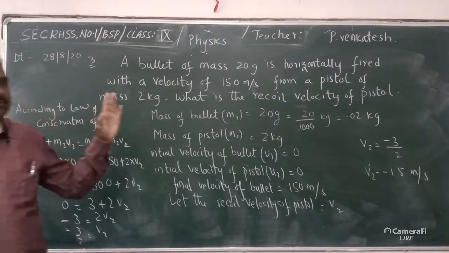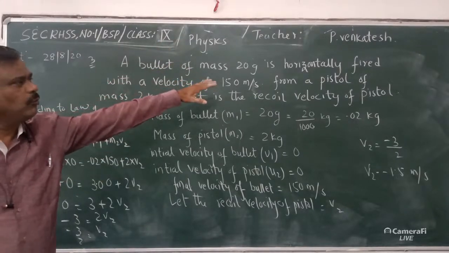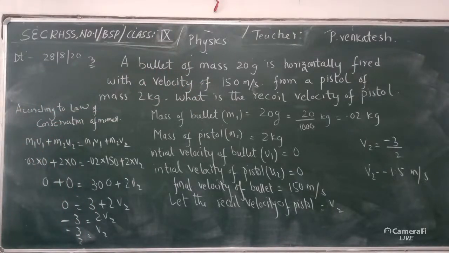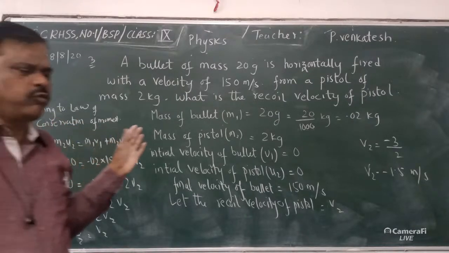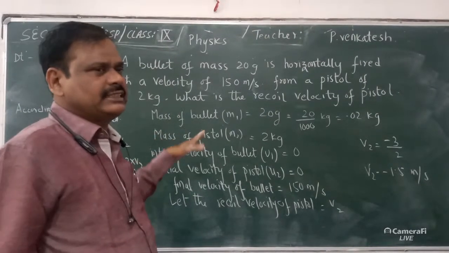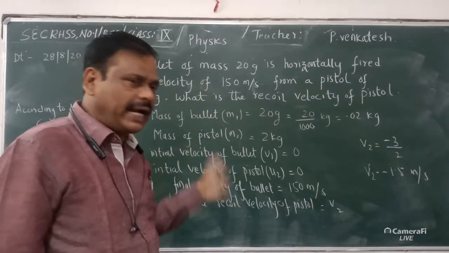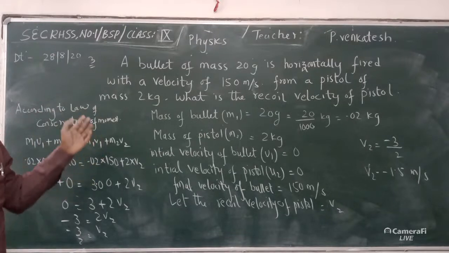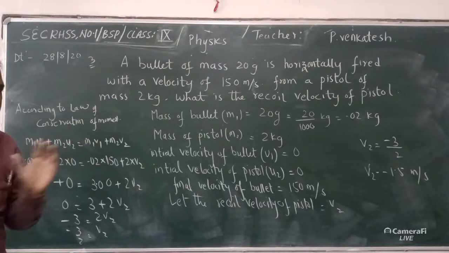First chapter was this one, force and laws of motion. Next is gravitation. In that chapter also many numericals are there. We'll try to do them. I will be sending some numericals. About 14 to 15 numericals are there in force and laws of motion. Practice them. You will get these questions in the examination. Practice it nicely. Very easy.